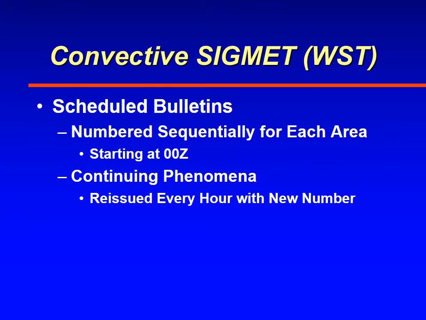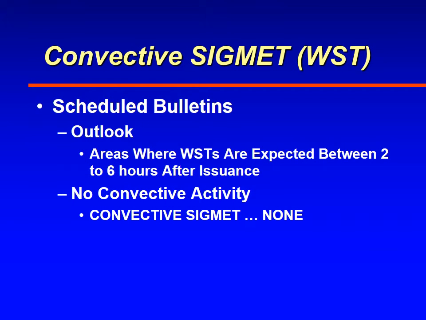And as I said, they start numbering them at 0 Zulu, and if the weather phenomenon continues, they will reissue with a new number. There's an outlook that's added to the convective SIGMET, and it gives you a forecast of thunderstorms for 2 to 6 hours into the future. Typically, it's a larger area than just the convective SIGMET area. And lately, meaning within the past 6 years, they've gone to kind of a standard outlook. They use the convective outlook from the Storm Prediction Center. If there are no thunderstorms, then the convective SIGMET will say none.